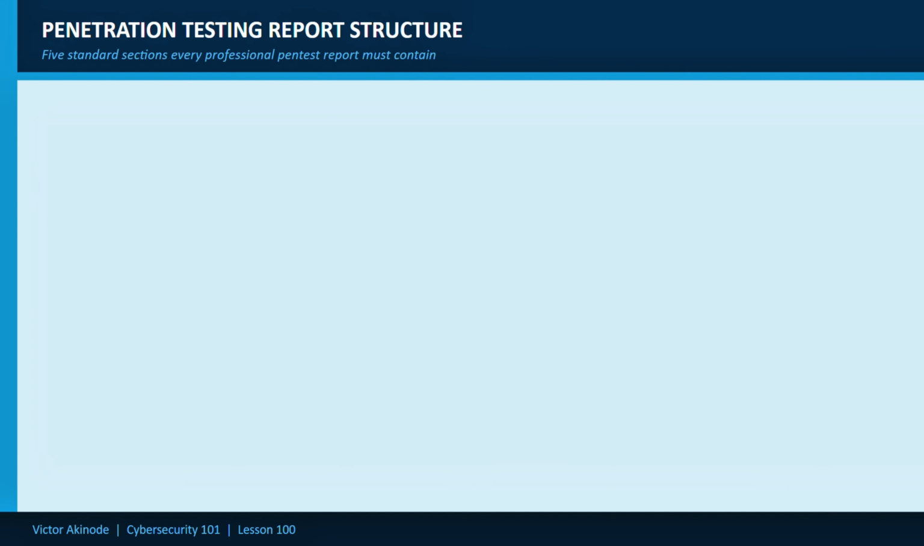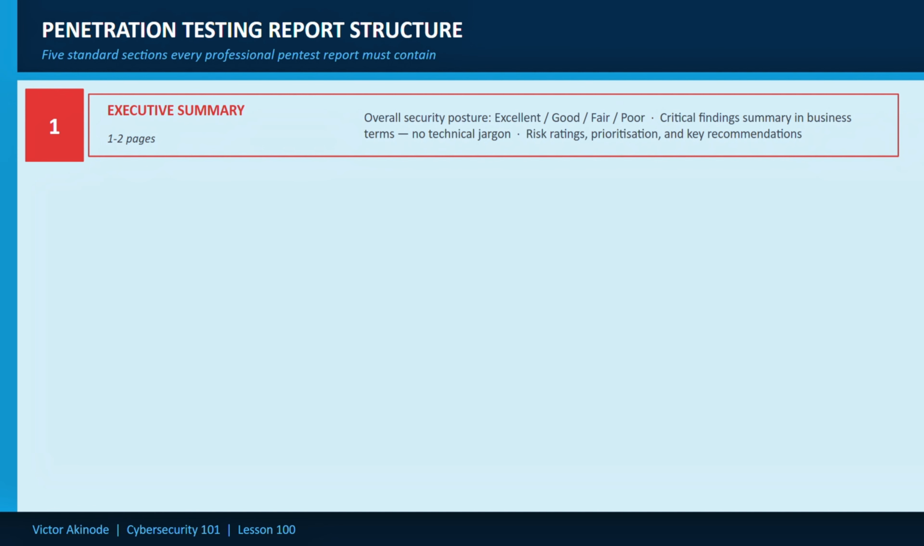Let's consider the penetration testing report structure. A standard penetration testing report has 5 main sections. The first one is the executive summary. This contains 1 or 2 pages maximum. It is a high-level overview for non-technical leadership.